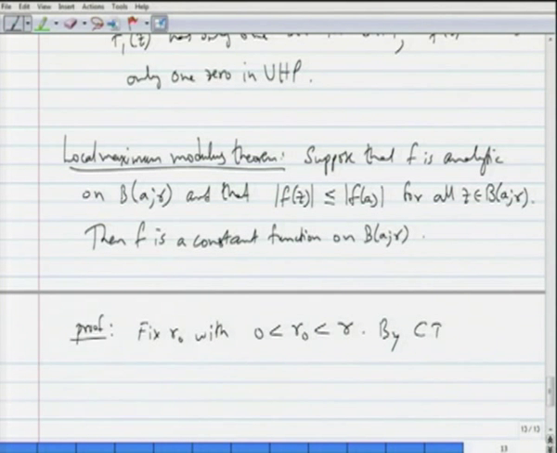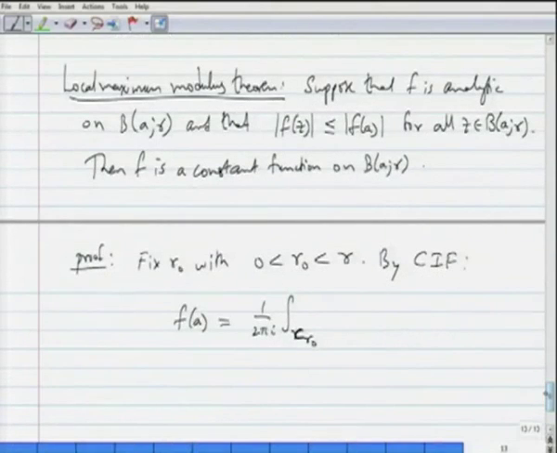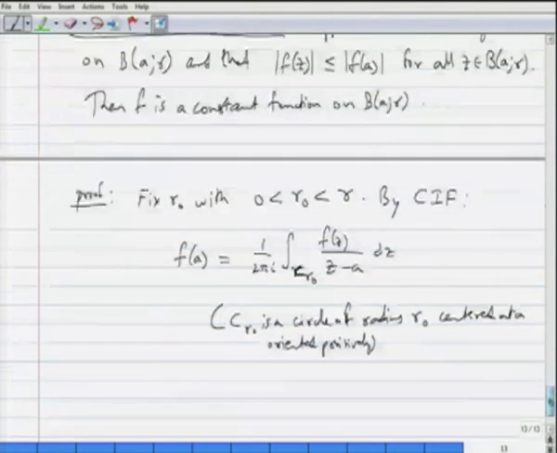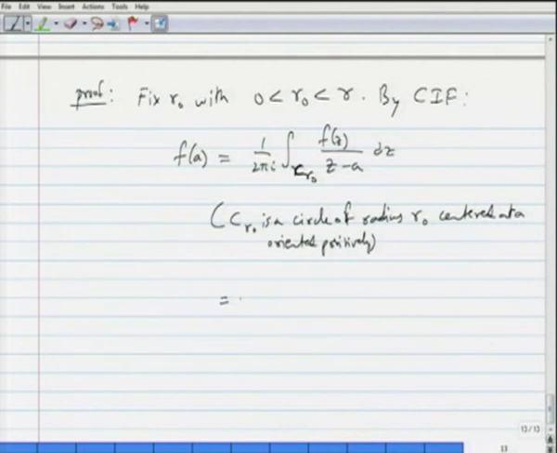By Cauchy's integral formula, we know that f of a, the value of f at the center, is 1 by 2 pi i times the integration over C r naught, where C r naught is a circle of radius r naught centered at a, oriented positively, of f of z divided by z minus a dz. That we know from Cauchy's integral formula. So it is a simple circle there, and then this is 1 by 2 pi i.